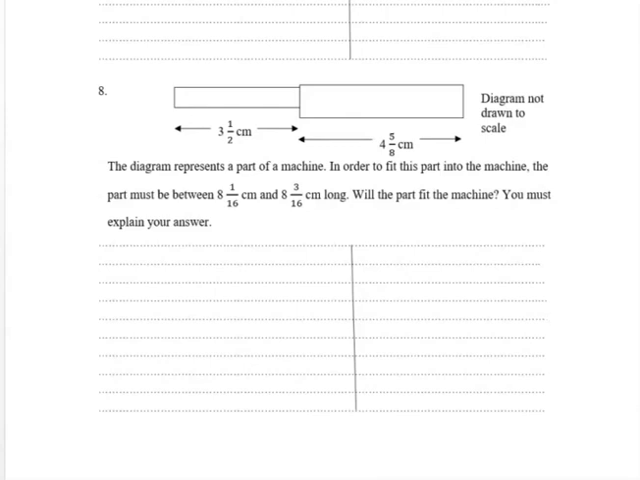The diagram represents a part of a machine. In order to fit this part into the machine, the part must be between 8 and 1/6 and 8 and 3.